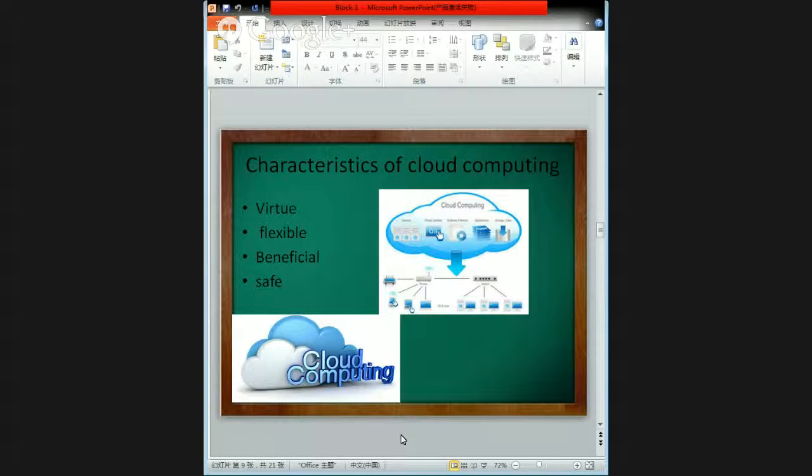First, virtual and flexible: huge resources are stored in the servers and are divided into many servers, and you create a cloud. It can be used anytime when you need them. Second, beneficial and safe. It is beneficial for users to manage their documents in the cloud. Private resources and public resources can be classified respectively.